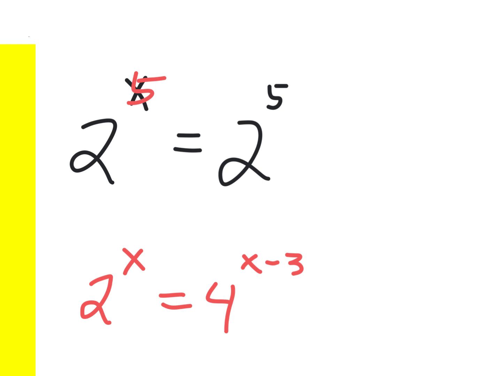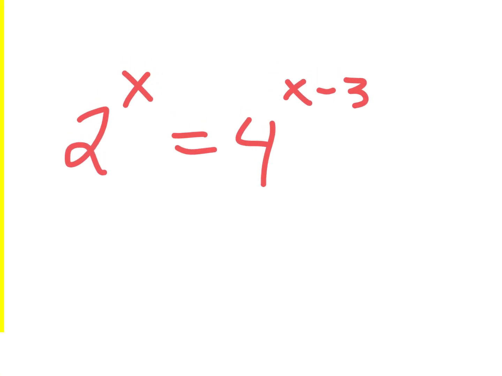So if you get the bases the same, then your exponents have to be equal. I'm going to say that again because that's the key. The whole thing for today is, can you get the bases the same? Because if you can, then the exponents have to be equal.